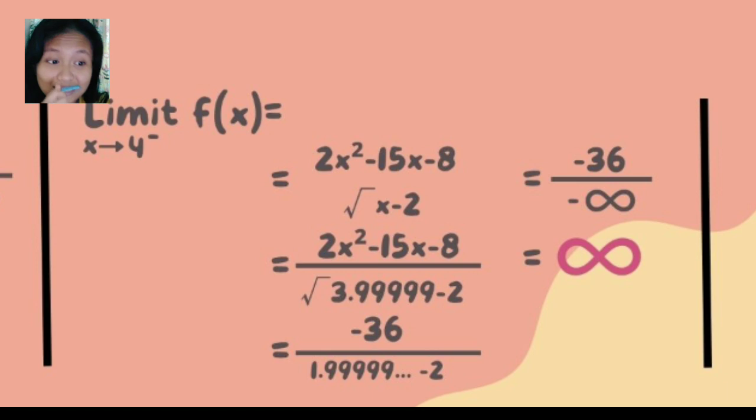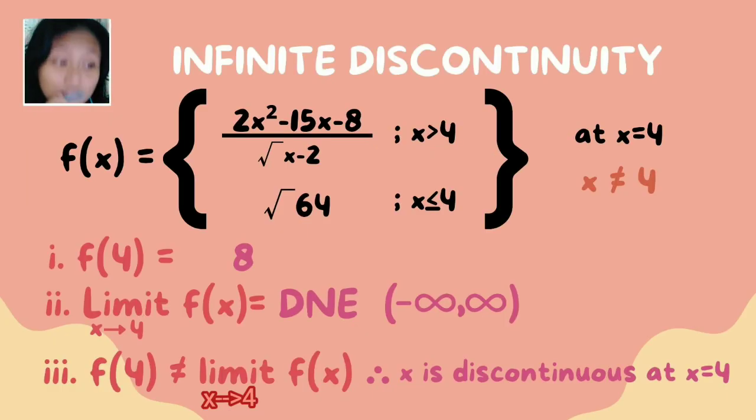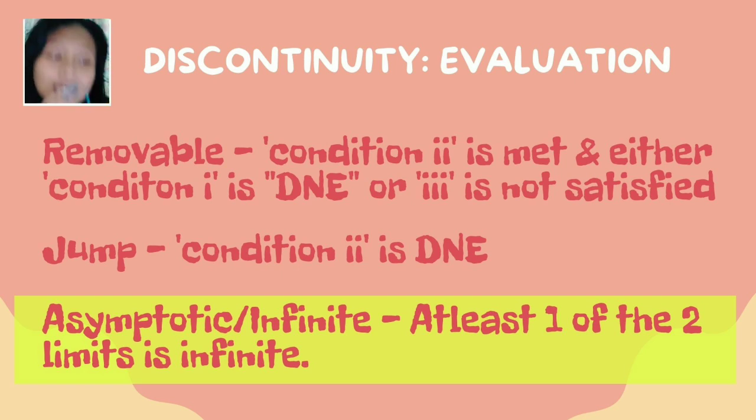Limit of f of x as x approaches 4 from the left. We'll do the same. We'll substitute the chosen value to x and get the square root. Then we'll get negative 36 over 1.99999 minus 2. Then, negative 36 divided by negative infinity equals positive infinity. In conclusion, condition 1 is 8, so it exists. Condition 2 is DNE. For condition 3, f of 4 is not equal to the limit of f of x as x approaches 4. Therefore, f is discontinuous at x equals 4. Moreover, the limits are infinite, that's why it's asymptotic or infinite discontinuity.